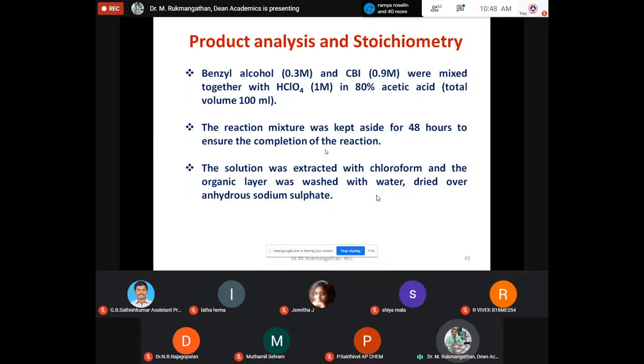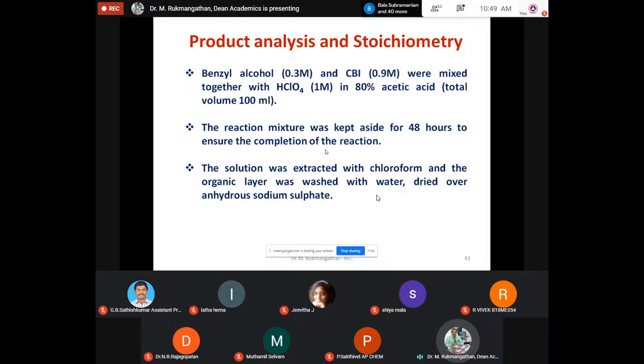Since CBI is a mild oxidizing agent, we can predict the product of oxidation of benzyl alcohol could be benzaldehyde, not benzoic acid. If the oxidant employed were a strong oxidizing agent, the product could be benzoic acid. But in our case the oxidant is mild, so we can tell in advance the product would be benzaldehyde. However, we have to confirm whether it is benzaldehyde or not. For that purpose, product analysis is done.